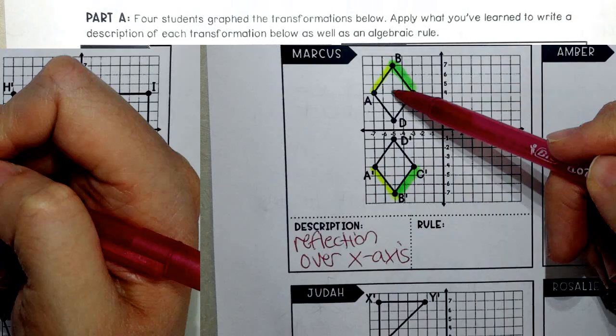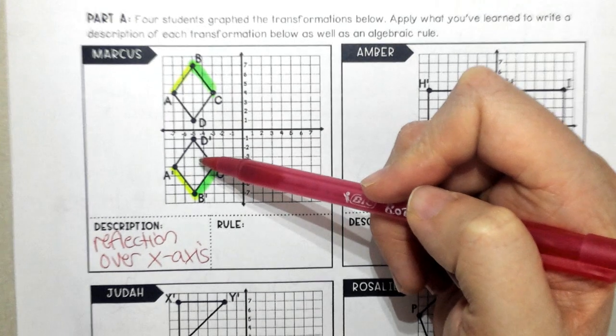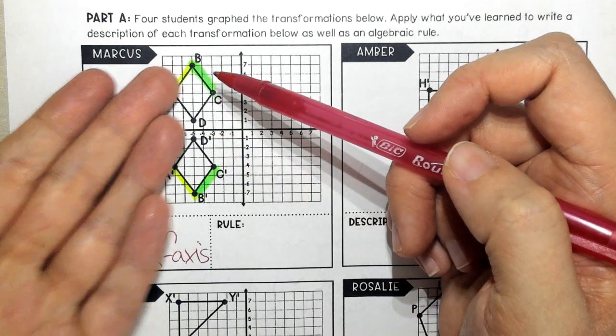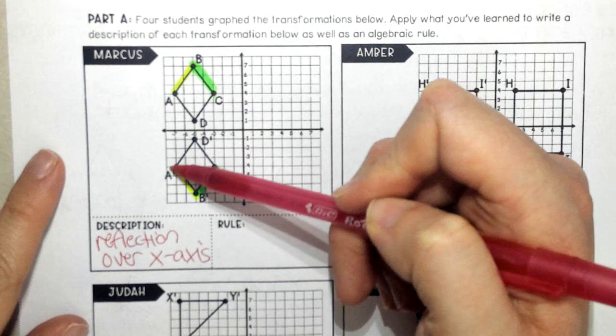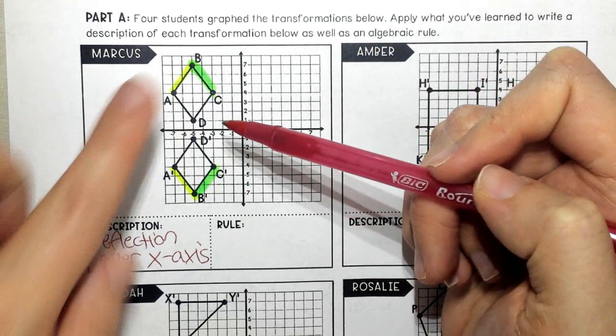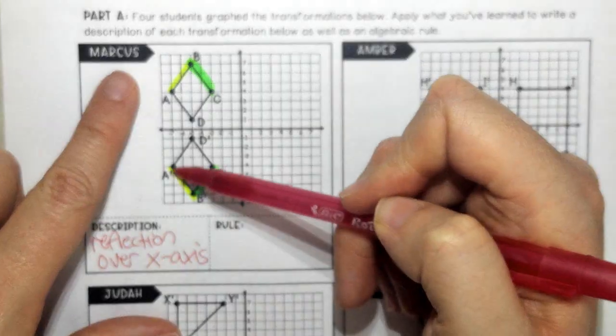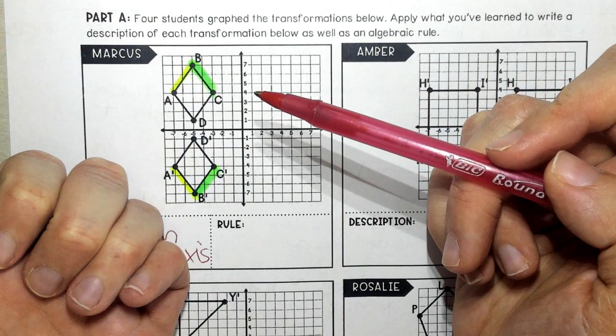And I will tell you, without the highlighting, a lot of people tend to think that's a translation. They think, oh, we just slid it down because the shape looks the same. However, if you look at the colors, if we slid it down, this top part would be yellow and this top part would be green. But instead of being at the top, now it's at the bottom. So that was a flip.